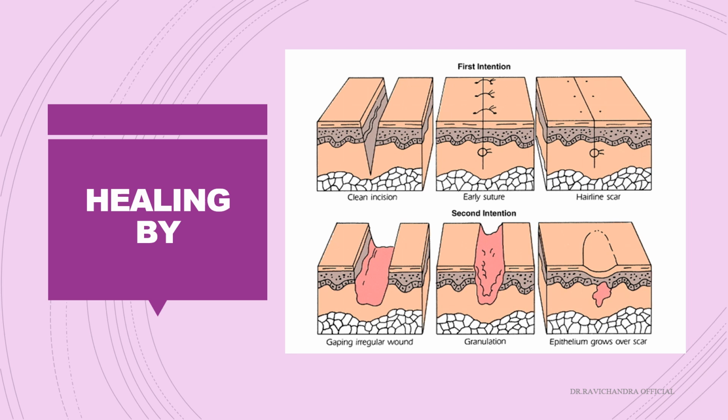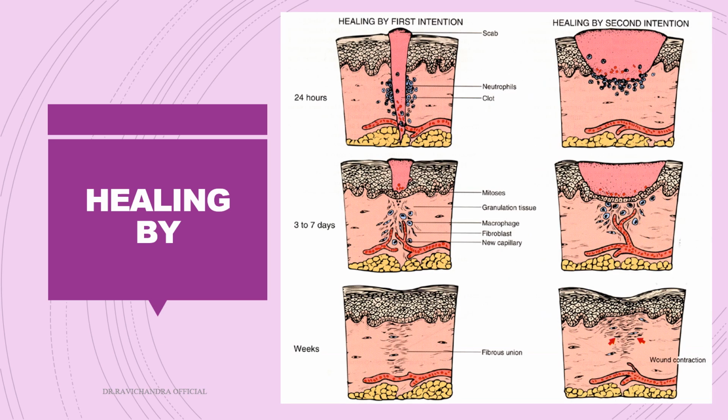This is one more beautiful picture showing the healing by first intention and second intention. If you observe clearly, there will be a clean incision wound in first intention, early suturing will be there, and a hairline scar will be there. Whereas in healing by secondary intention, there will be gaping, irregular wounds, granulation tissue will be formed, and there will be epithelium growing over the scar.